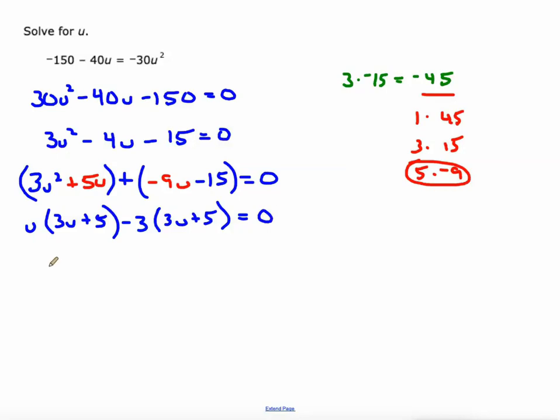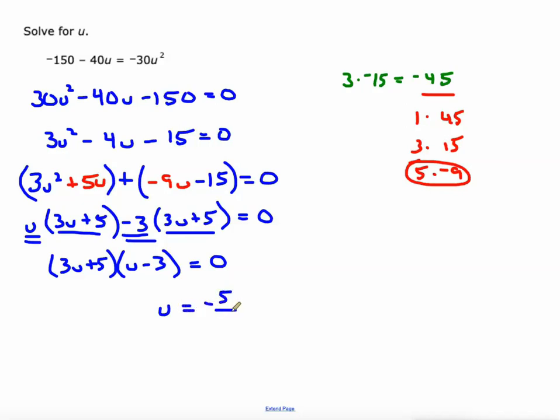All right, so I can write this as 3u plus 5 is one of my factors, right there, 3u plus 5. And u minus 3 is my other factor, u minus 3. So now I can use the zero product property to say that u could either be negative 5/3 or u could be positive 3.